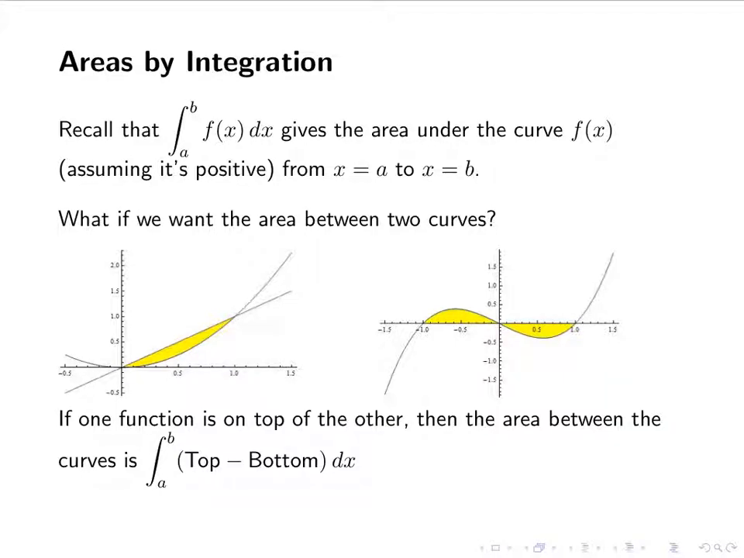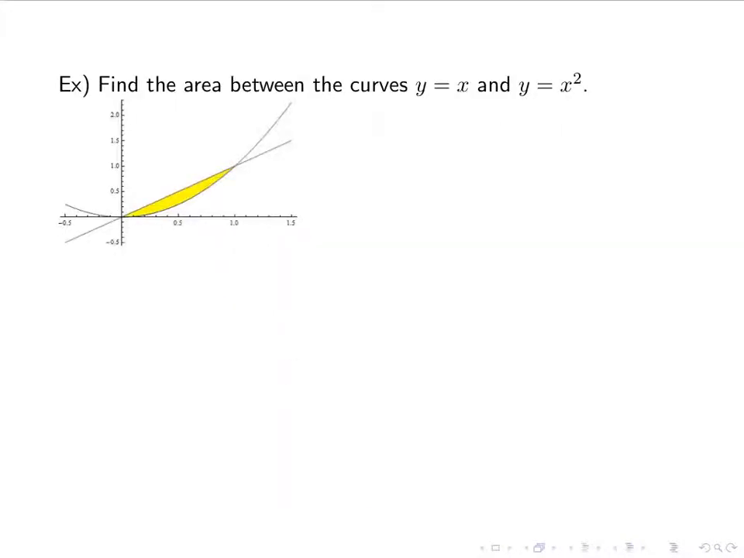And if one function is on top of the other, then the area between the curves is just the integral from a to b of the top function minus the bottom function dx. So we're going to see this in a couple examples. The first one is that first picture I just showed, which is the area between the curves y equals x and y equals x squared.